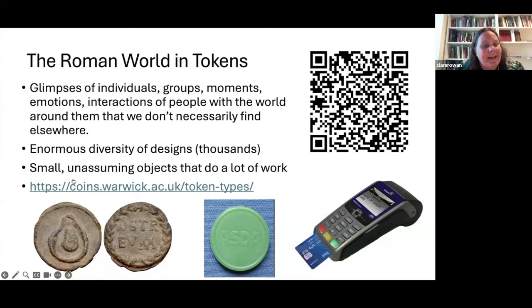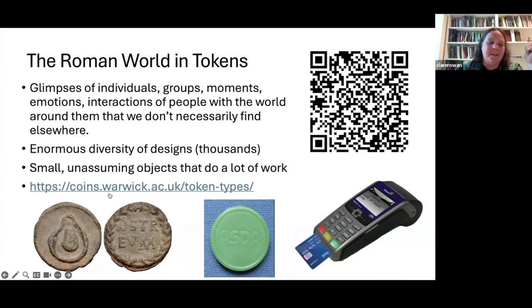So I mentioned that we had a database that a lot of people contributed to. It's not yet finalized because everywhere I turn, there are more tokens. But there are quite a lot on there that will give you a sampling, in essence, of what tokens were in Rome and Ostia.